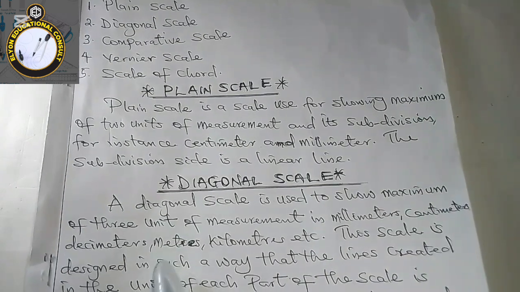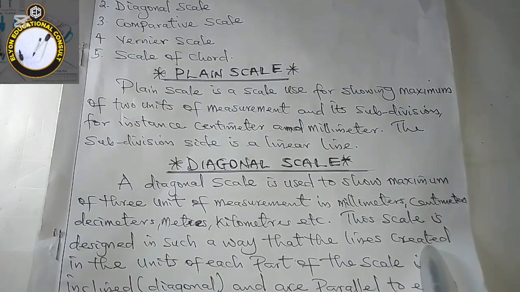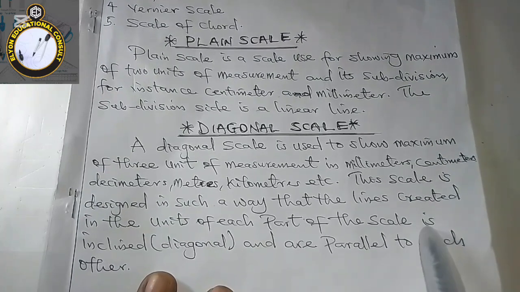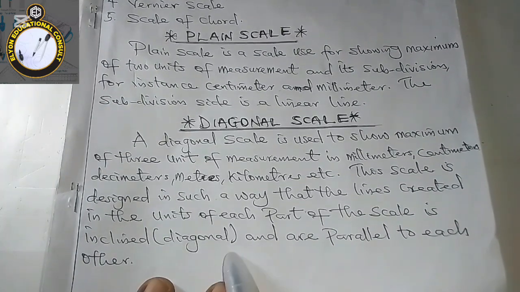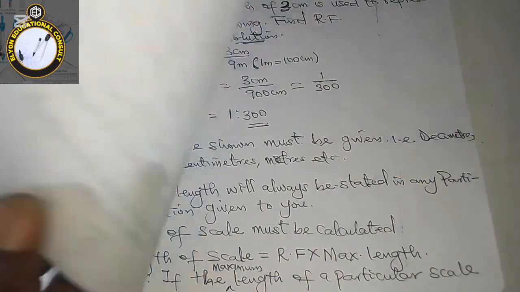This scale is designed in such a way that the lines created in the unit of each part of the scale are inclined diagonally. That is the subdivision side, the unit of measurement there is inclined diagonally. We draw a diagonal line. When we do the construction, you will see that better, and the lines are parallel to each other.